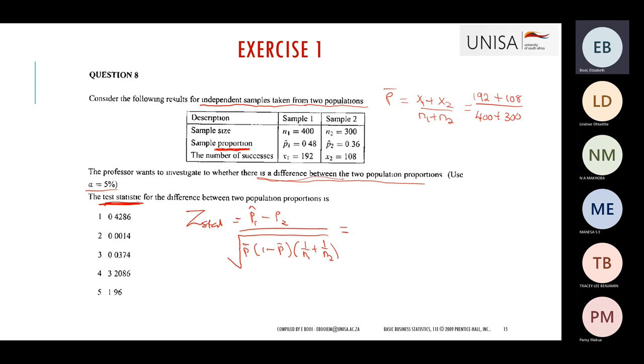If you have a Casio calculator, you can use the fraction mode. If you don't have a Casio, then you will have to calculate what is at the top, which is 300, divided by 700. 192 plus 108, divided by 400 plus 300. I hope you also get the same answer as me. You need to be able to calculate this. I'm going to leave it to 4 decimals. If I leave it to 4 decimals, then it will be 0.4286.